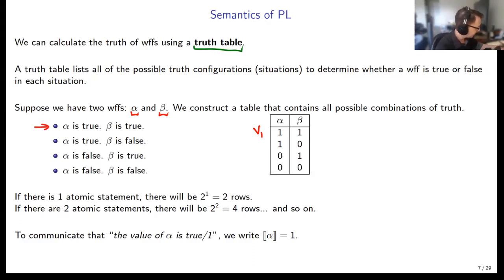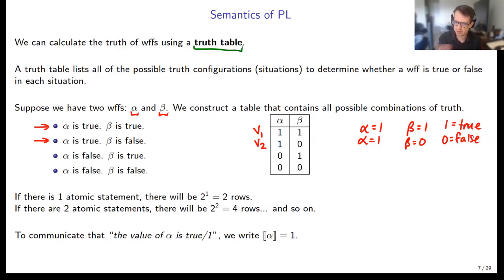So we represent this by saying that alpha is 1 and beta is 1. So remember that 1 means true in our system. So one line says alpha is true and beta is true. That's one situation. We have another situation where we want to track to see what happens when alpha is true and beta is false. So remember that in our system here, 0 means false. So that's another situation we want to track to see what happens.